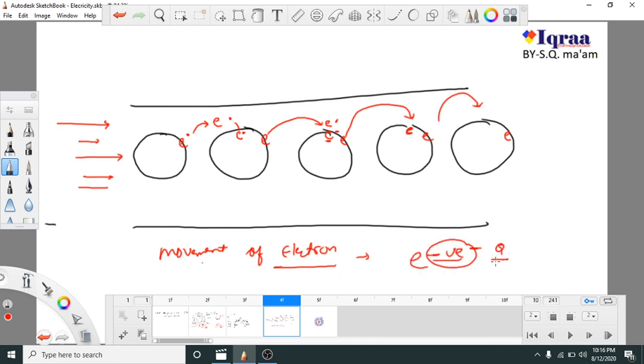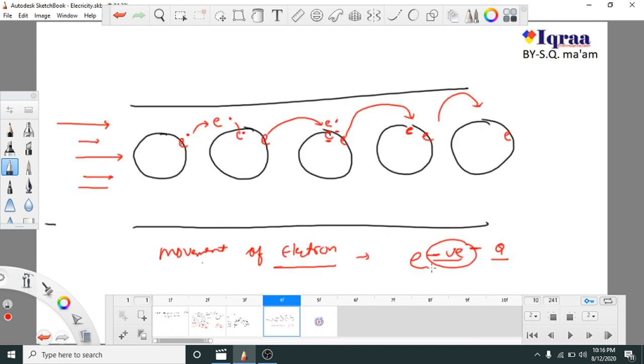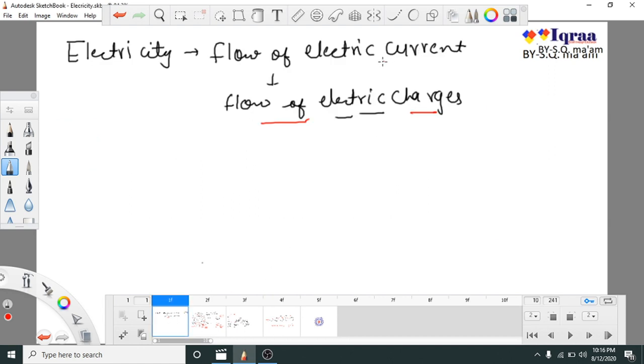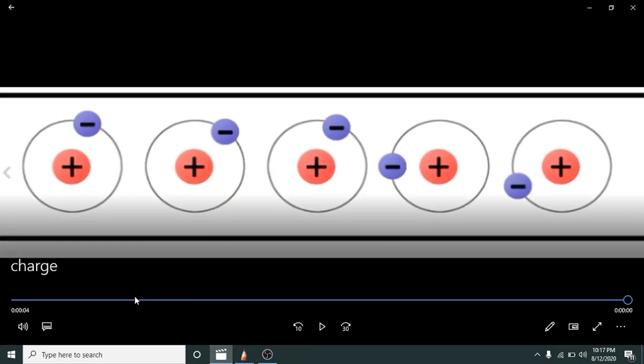So it will move, and the electron is moving with its charge. It is known as Coulomb. So let's go back to our definition: flow of electric charges. So what is moving? A negative charge is moving along with the electron, and it is making a current, it is making a flow of electric charge. So not only is it moving the electron, it is also moving charge with it, and this is our electricity.